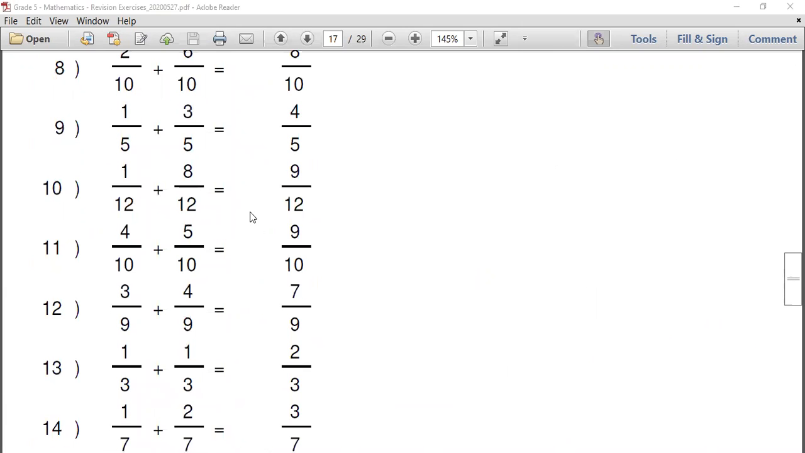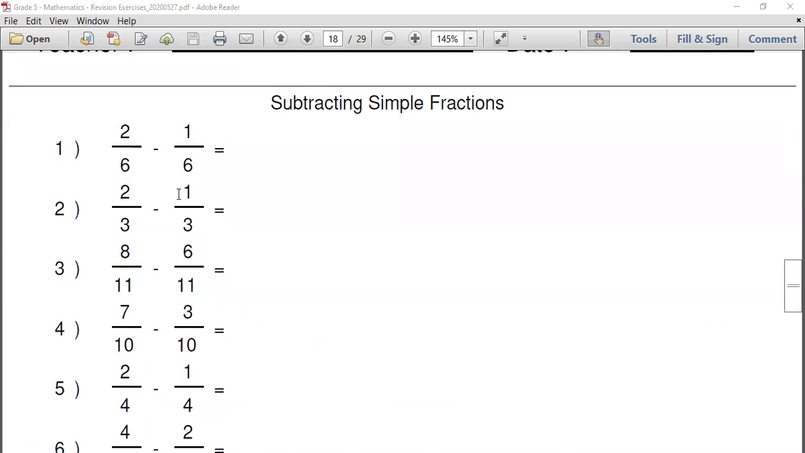Now, if we carry on to subtraction, the same rules that we used when adding we now have to use when subtracting as well. Meaning that we cannot subtract if our denominators are not the same. And when our denominators are the same, they stay the same, and we only subtract our numerators. So if we look at the first one, we have 2 sixths, and we're going to minus 1 sixth from it. Because our denominators are the same, we are allowed to minus 1 from 2, and 2 minus 1 leaves me with 1.